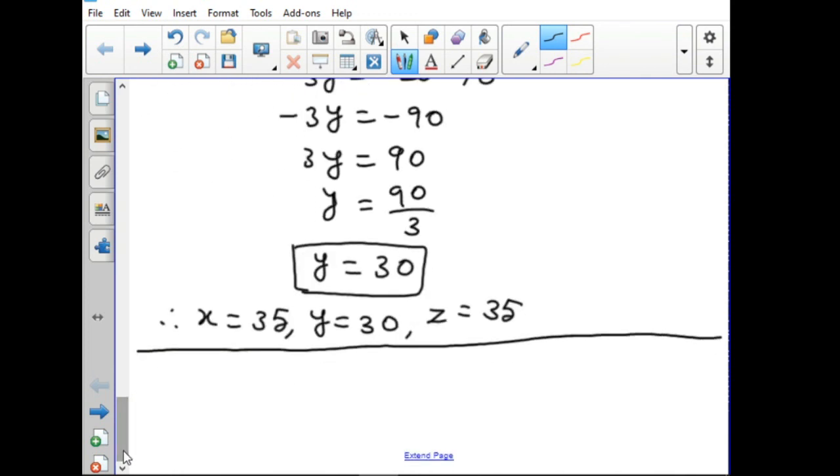Now we have got all three values: x equal to 35, y equal to 30 and z equal to 25. Okay, that's all.